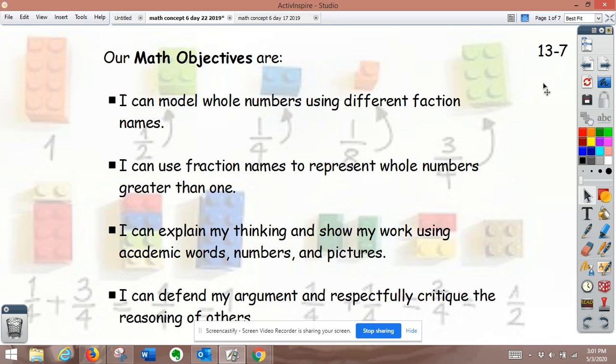Okay, 13-7. Our math objectives are: I can model whole numbers using different fraction names. I can use fraction names to represent whole numbers greater than 1, larger than 1. And I can explain my thinking and show my work using academic words, numbers, and pictures.